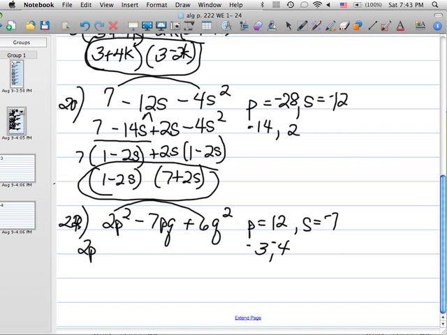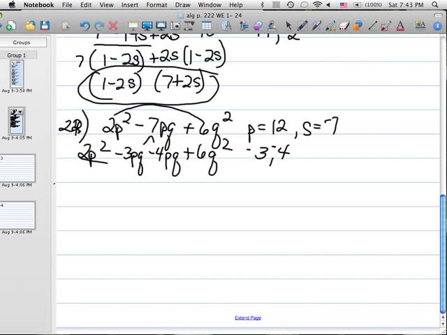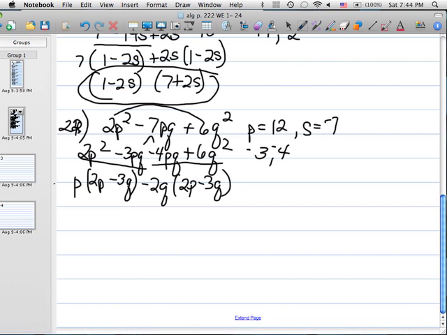So bring down the 2p squared, break the negative 7pq into negative 3pq and a negative 4pq, and bring down the 6q squared. From the first pair, you can take out a p, and that would leave you 2p minus 3q. From the second pair, checking the signs, positive, negative, positive, take out a negative 2 and a q, and that would leave you 2p minus 3q. So your factors are 2p minus 3q and p minus 2q.